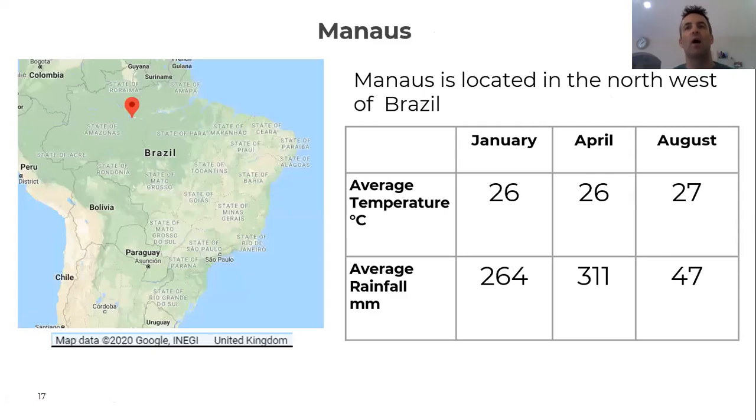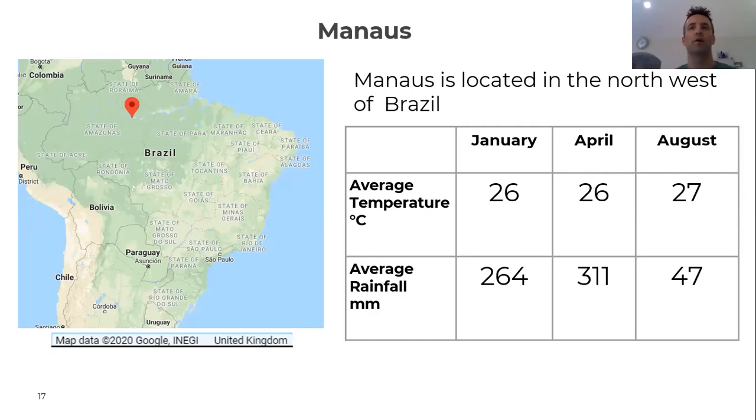Now let's see how that's different to one area of Brazil that we looked at last week. This is the city of Manaus, which is located in the northwest of Brazil. So this is the area near where the Amazon rainforest is. Let's have a look at those average temperatures and rainfall.